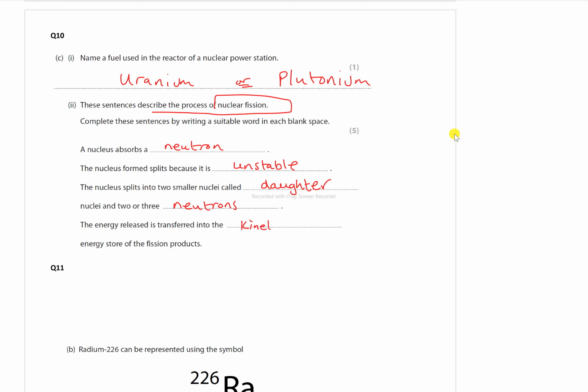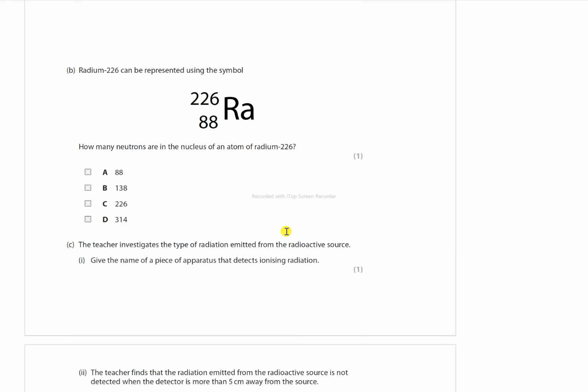kinetic energy store of fission products, and then they heat up stuff, don't they? They generate heat, which is then used to heat water, which is then turned into gas, which is then used to turn a turbine, an electrical turbine, which then generates electricity.